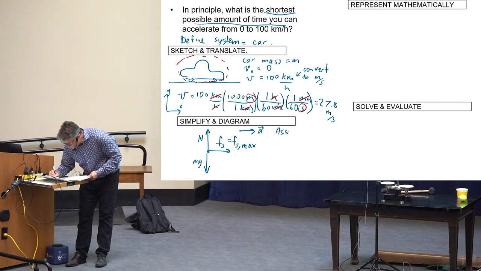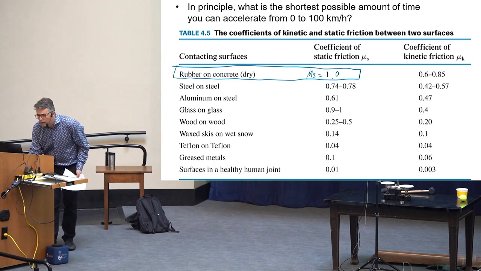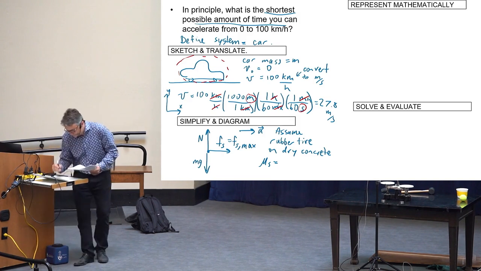And I'm also going to assume that it's rubber tire on dry concrete. So if we go back to that table in your book, it lists mu sub s. It was 1.0.